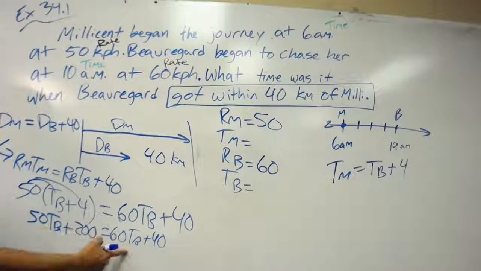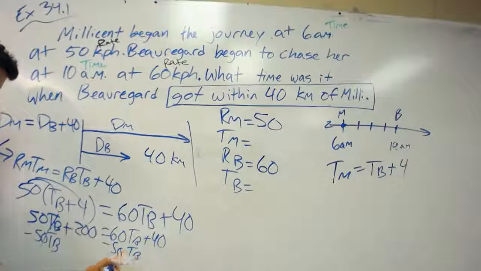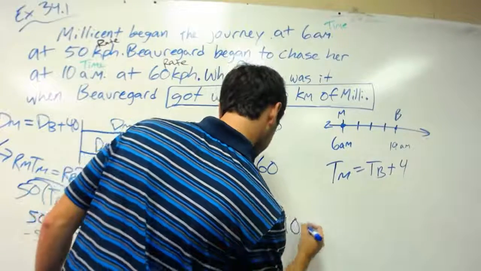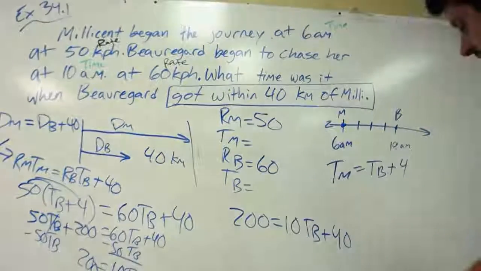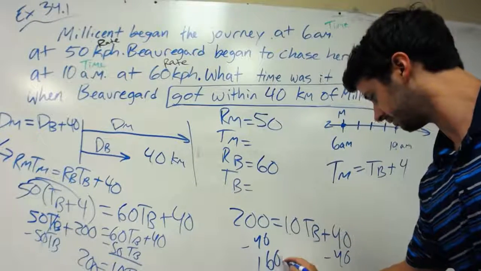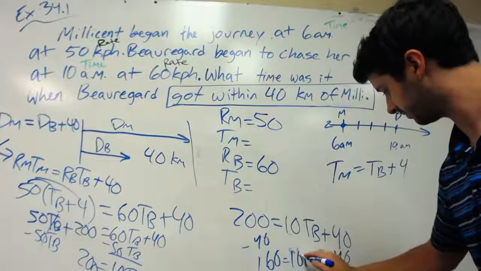We've got 2 TBs here. Let's combine those. Subtract 50 TB and get 10 TB plus 40 equals 200. Let me move that over here so you can see it. Let's see. 200 equals 10 TB plus 40. And we're just doing the easy algebra part of this now. Minus 40, minus 40. 160 equals 10 TB.